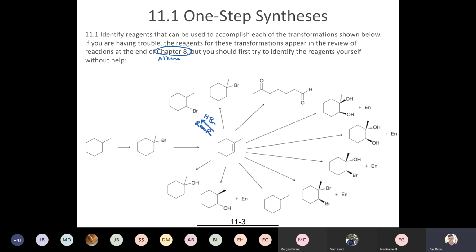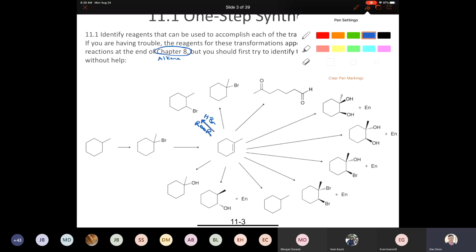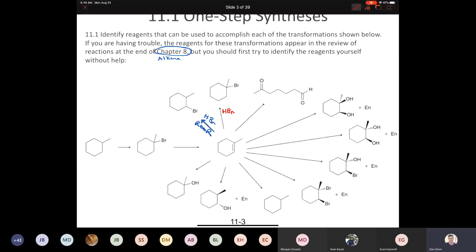The next one, now we're going to go clockwise. The next one is a Markovnikov addition of HBr, and for that we simply use HBr, right? We just use hydrogen bromide, and that will effect a Markovnikov addition, and you should be able to draw that mechanism. In Chapter 10, we spent a lot of time looking at the anti-Markovnikov addition, and so you should understand both of those mechanisms and be able to draw those.